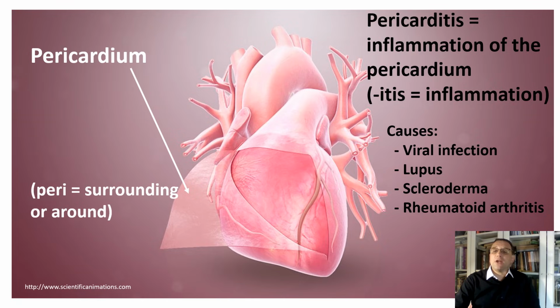Itis means inflammation. The cause of pericarditis is often unknown, though viral infections are a common reason. Pericarditis may occur after a respiratory or digestive infection. Chronic or recurring pericarditis may be caused by autoimmune disease such as lupus, scleroderma, or rheumatoid arthritis.